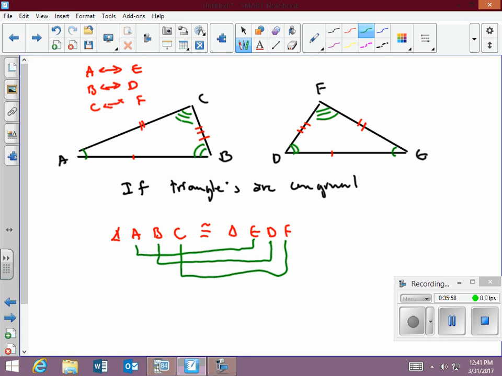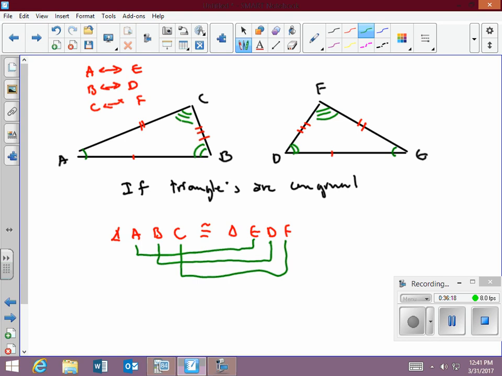The reflexive property underneath that in 196 is just saying that a triangle is congruent to itself. And you can do that with any side and any angle, anything, that it's congruent to itself. Like AC is congruent to AC, or angle A is congruent to angle A.